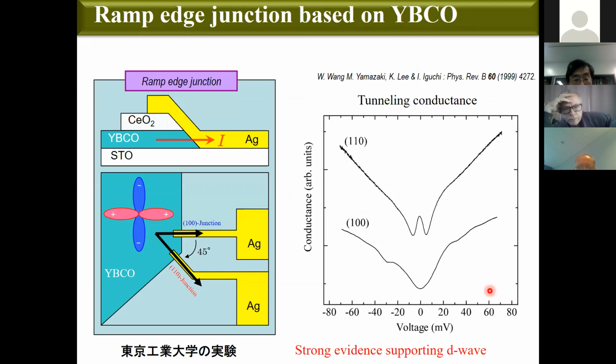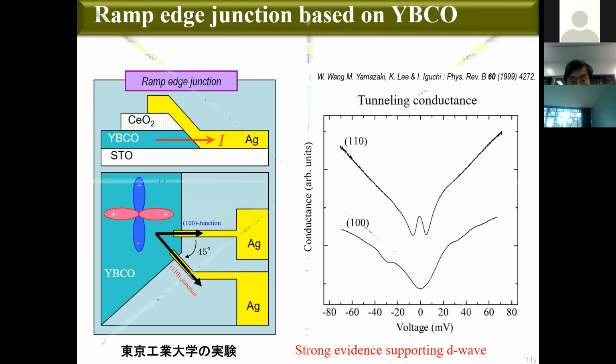Professor Iguchi at Tokyo Institute of Technology made YBCO silver junction systems and measured tunneling conductance. In the 110 oriented direction, they observed a zero bias conductance peak. On the other hand, it is absent in the 100 direction.